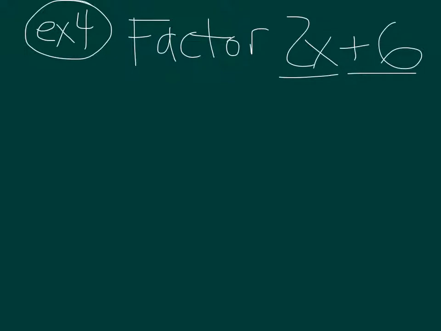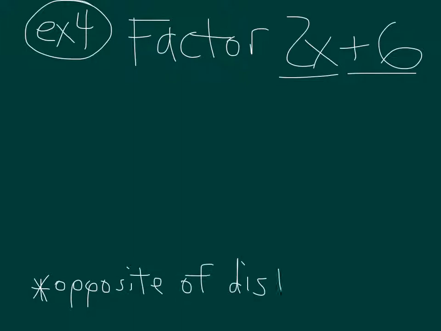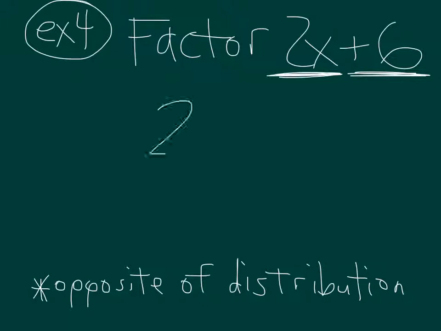So what happens is this is the opposite. Might be just something to think about or jot down as notes. This is the opposite of distribution. So we're going to go backwards into a distribution problem. What is the greatest common factor of 2x and 6? Well, they both have a 2 in common, so I bring that out. It's like I'm pulling out a 2, and then I leave a set of parentheses.